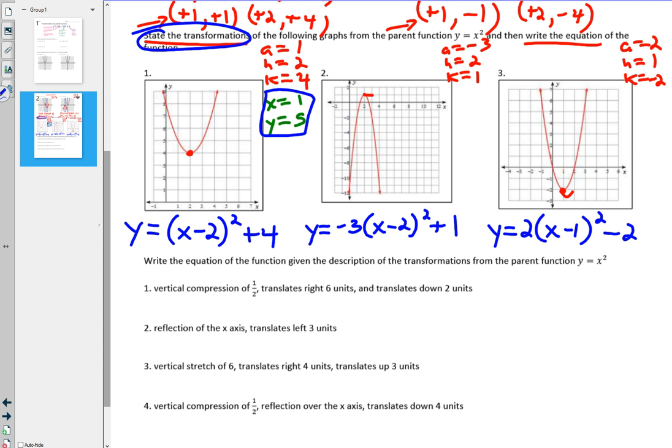And then there's still 2 translations. Where are we translating? 2 to the right and 1 up. Yeah. So there's 4 total transformations. For number 3, what transformations are we doing? Yeah, we're stretching by a factor of 2. There's no reflection, and then we're also translating where? To the right 1 and down 2. Excellent.